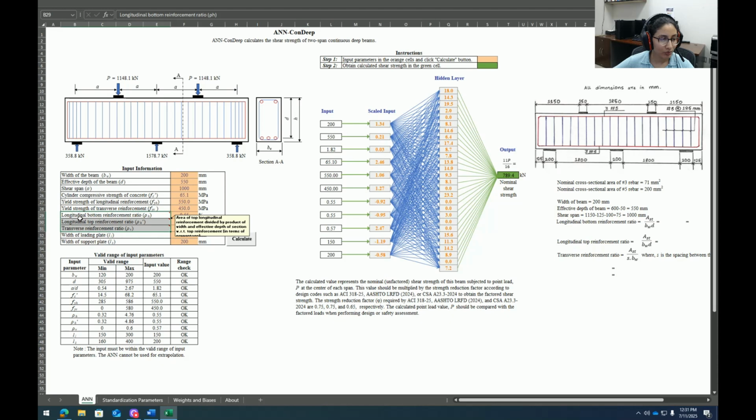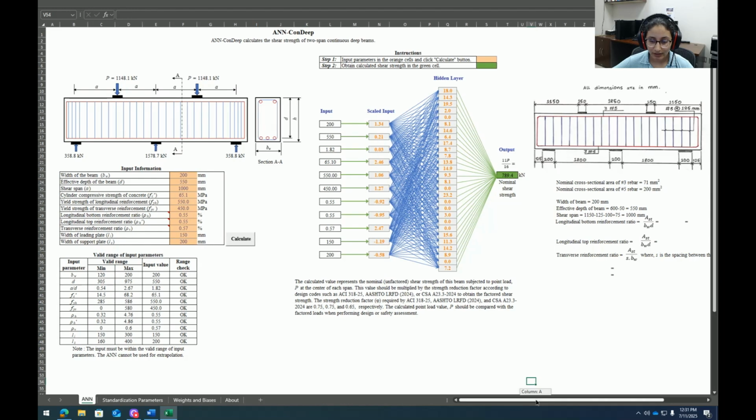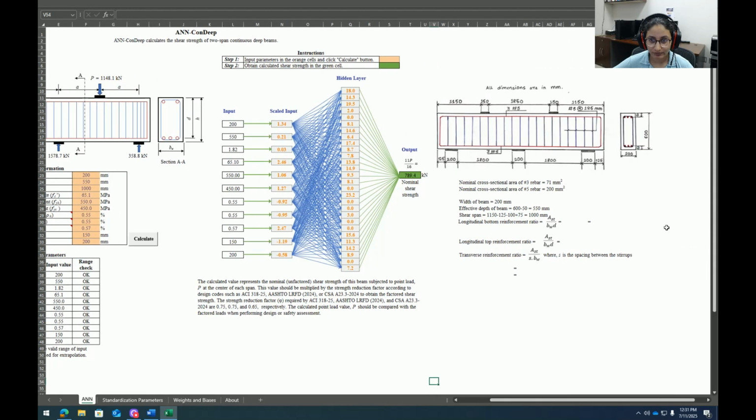So let's look into how we can calculate these reinforcement ratios. For that, I have taken a sample beam. All the dimensions are provided in mm. In this beam we have 3 rebars at the top and 3 rebars at the bottom. For the transverse, I have used number 3 rebar, each placed at 125 mm spacing, and for longitudinal rebars I have used number 5 rebars. So these are the cross-section areas of number 3 and number 5 rebar.